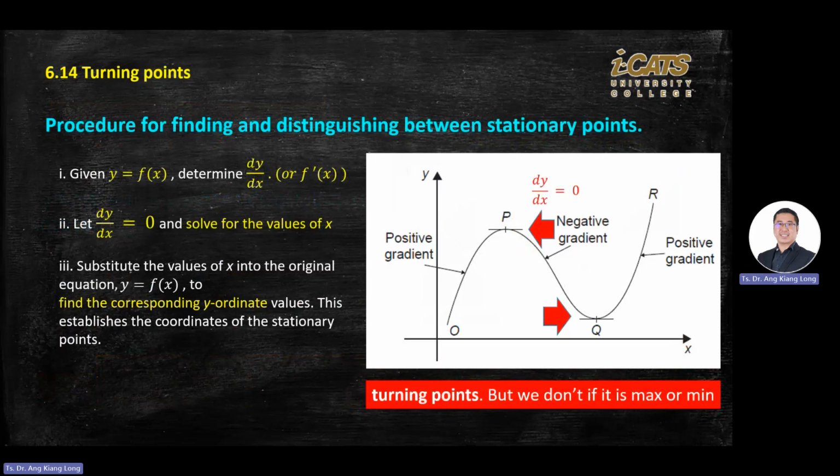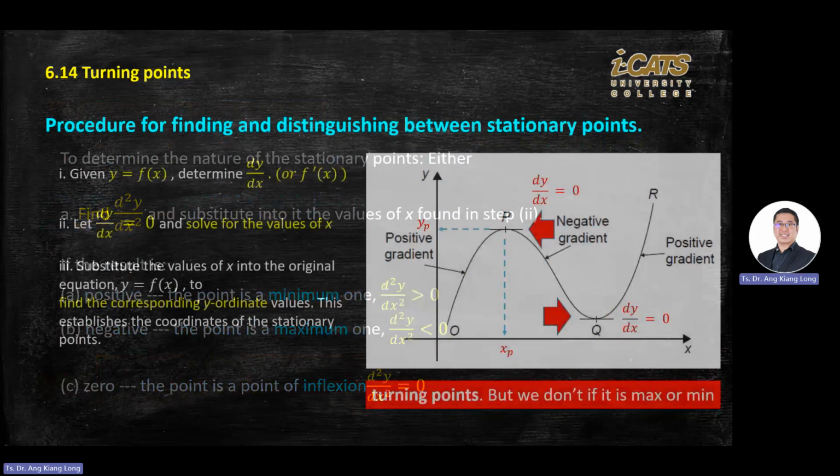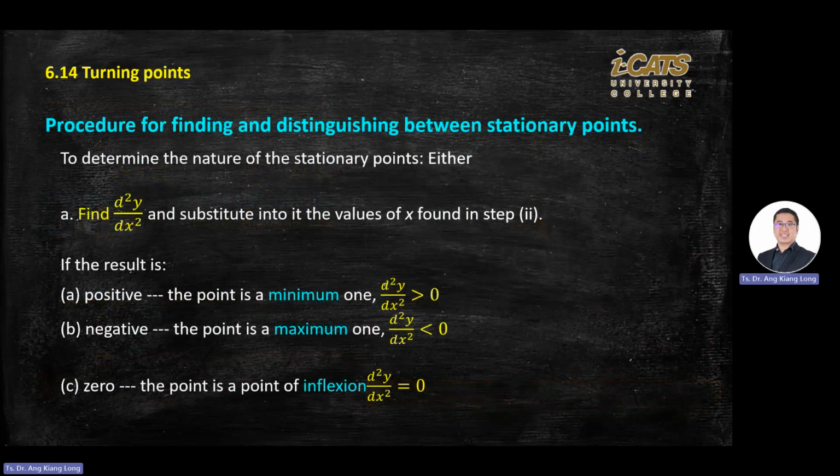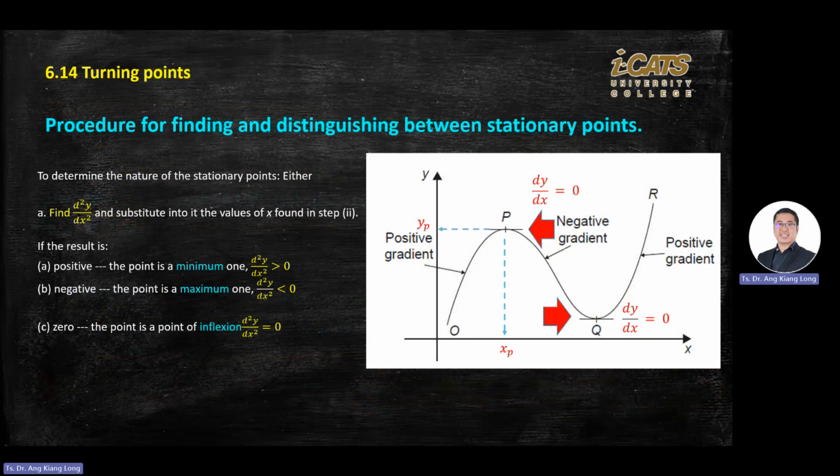Next, we need to do analysis. So these 2 points, they are dy/dx equals 0. These are the steps. First step, you need to do dy/dx equals 0. Then the next step, you need to tell me which point is maximum and which point is minimum. And you need to sketch the graph. You need to know how to sketch the graph.